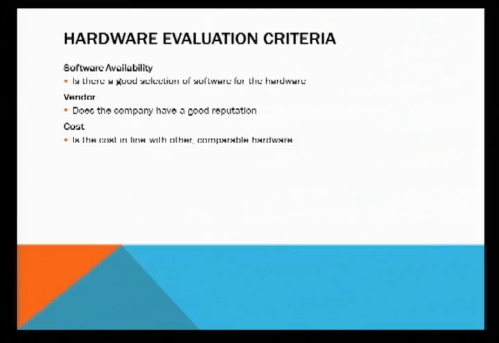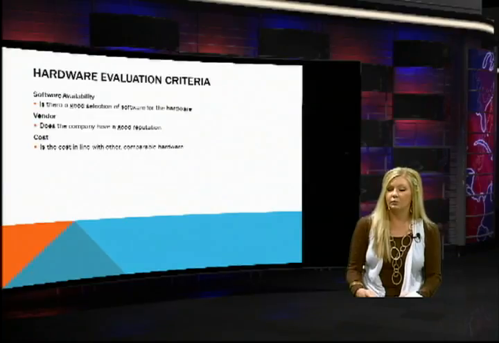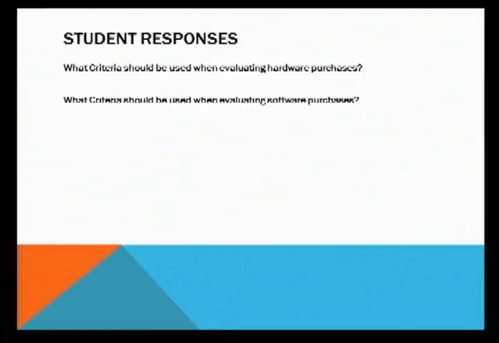As for software availability, is there a good selection of software for that hardware? In regards to the vendor, does the company have a good reputation? And lastly, cost. Is the cost in line with other comparable hardware? So now that we've spent some time on hardware, now on to software purchases. Could I have some examples of what criteria should be used when evaluating software purchases?